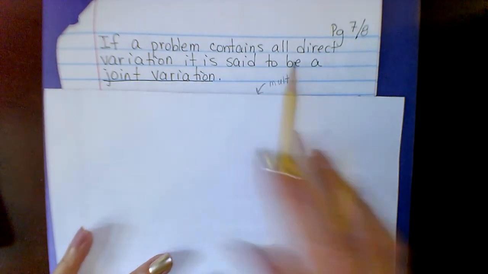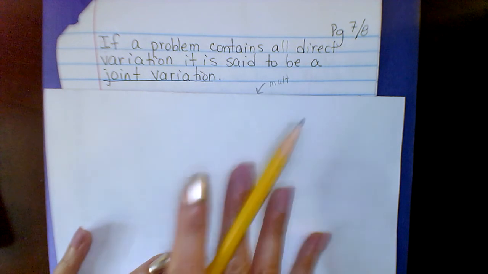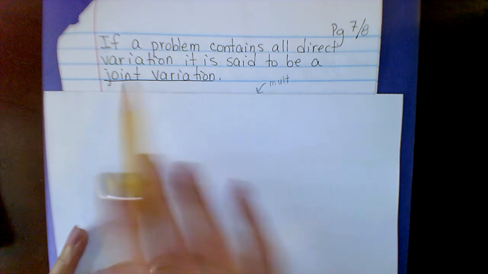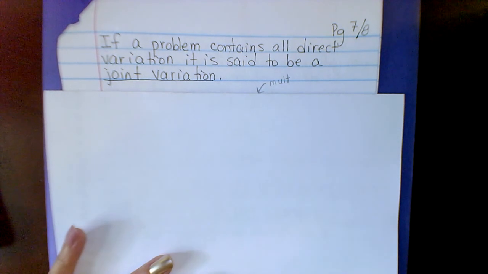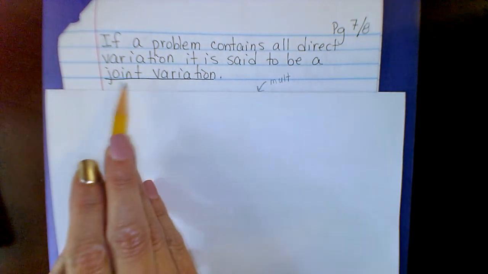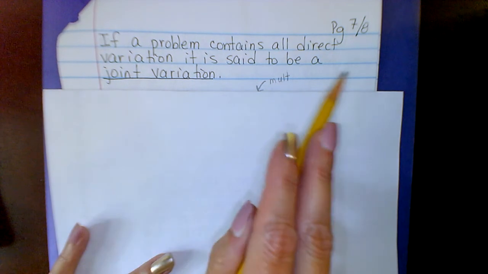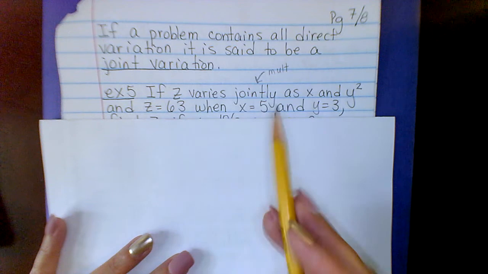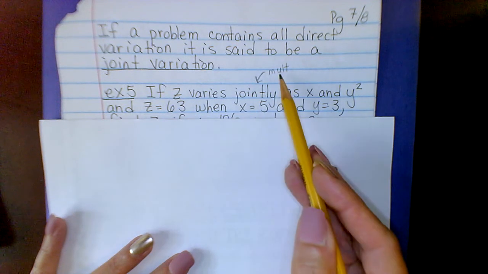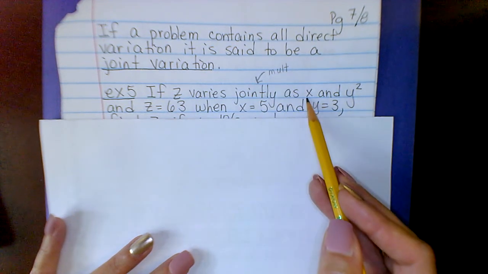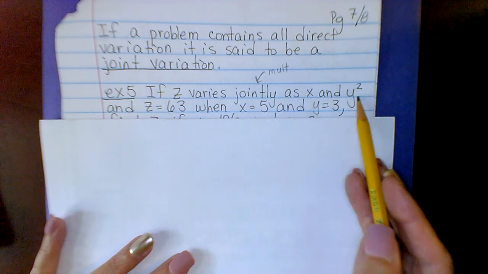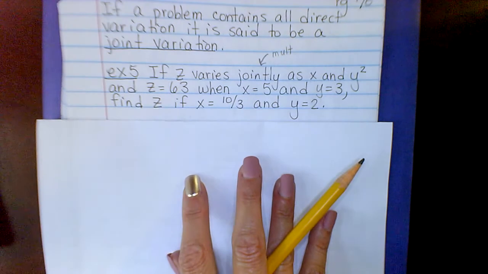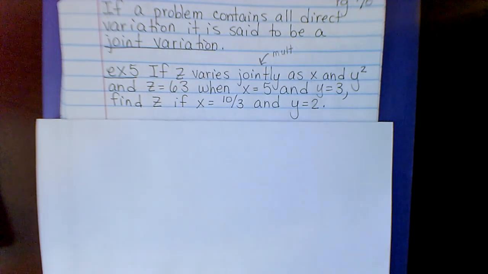Now, if a problem contains all direct variation, it has more than 2 variables and it's all direct, it's said to have a joint variation. I do that because Hawks sometimes, instead of saying direct over and over again, will say joint, varies jointly. So if Z varies jointly, that's whispering sweet nothings to you, telling you to multiply. Multiply what? Well, the K, the X, and a Y squared. All right, so pause the video and see if you can write down the formula for this one.